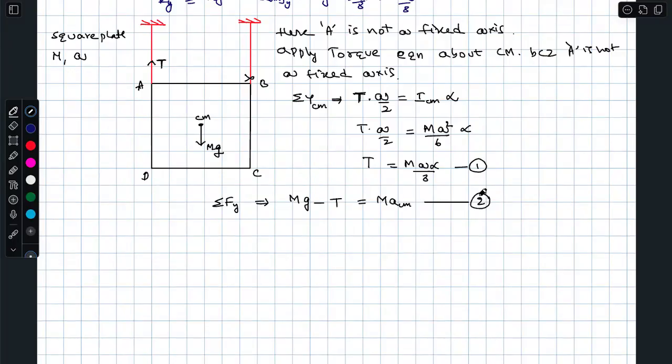Dakshesh, what are the unknowns in this? What are the unknowns in this?